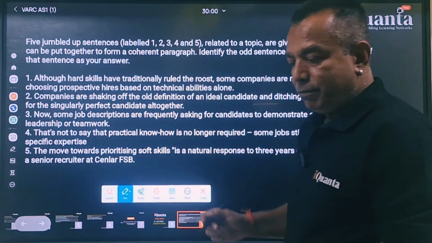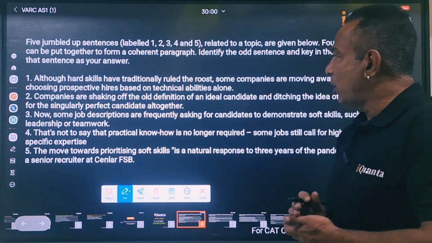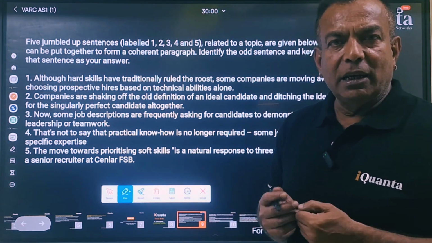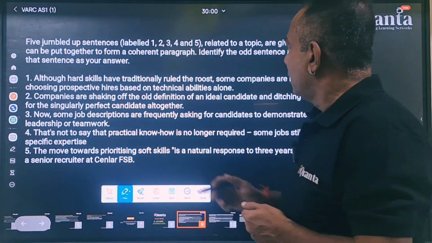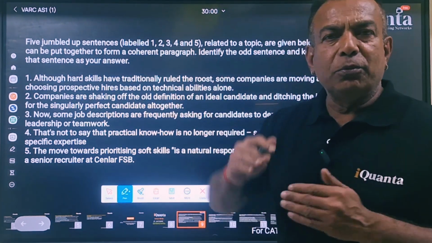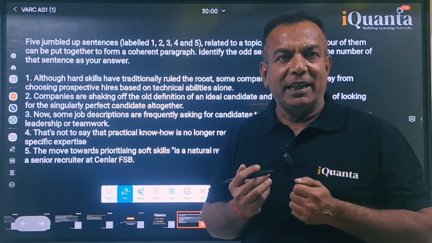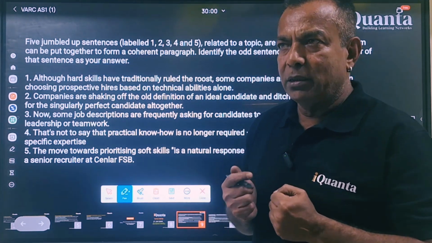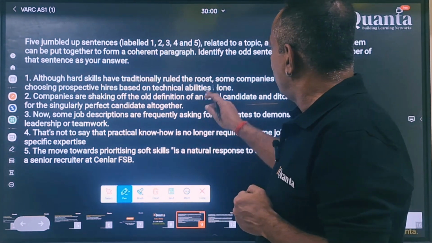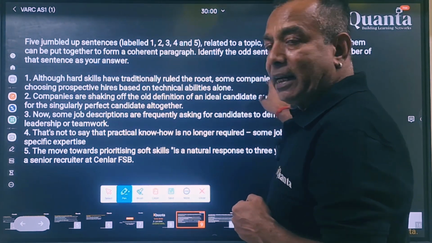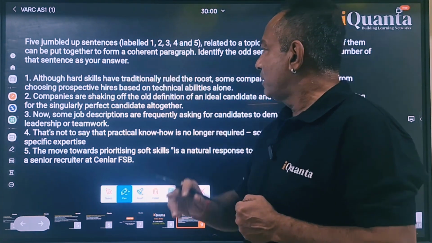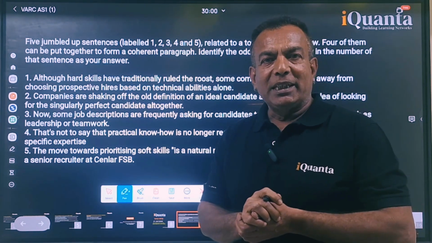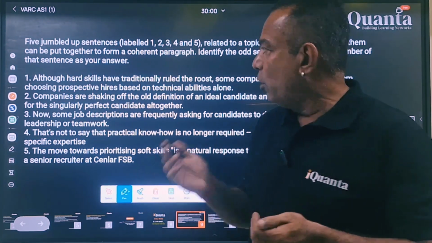Now, here, we are talking about hard skills. Hard skills are something technical that can be taught, जो पढ़ाया जा सके, जो technical knowledge होता है, जो studies होती हैं. So basically, hard skills generally used to be on the top. People used to look for candidates who had good knowledge of hard skills, जो अच्छी तरह से hard skills में बहुत proficient होते हैं. But some companies are moving away from choosing prospective hires based on technical abilities. That is the hard skill. So basically what the companies are trying to do, they are looking for something more.